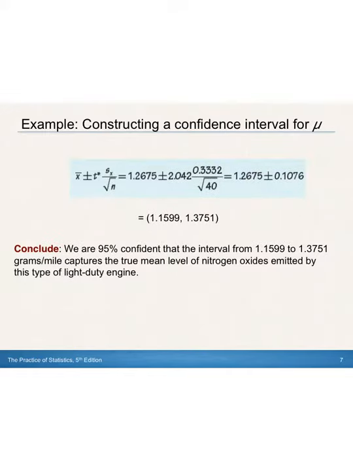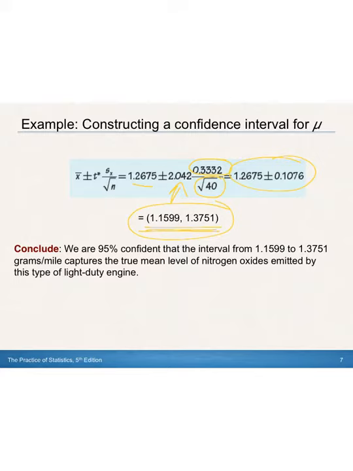So here is where we throw everything in. Here's our mean, plus or minus. This is our T star, our X bar, our n. We're going to go ahead and calculate that, and then we write the interval in this form when we're finishing the problem. So here's margin of error form, here's interval form written with the notation that they use, and then we're going to conclude. We are 95% confident that the interval from 1.599 to 1.3751 captures the true mean of the nitrogen oxides emitted by this type of light-duty engine.